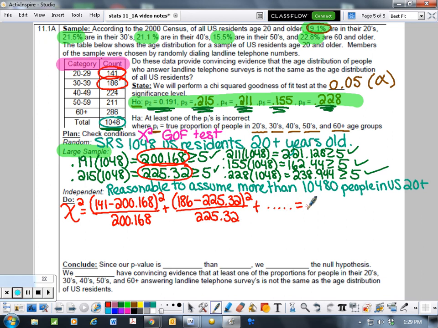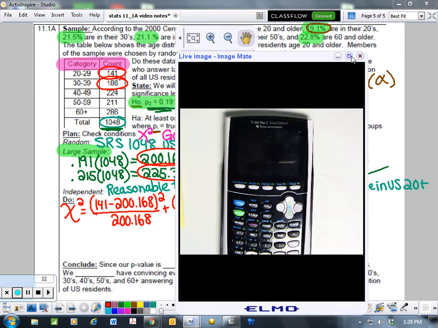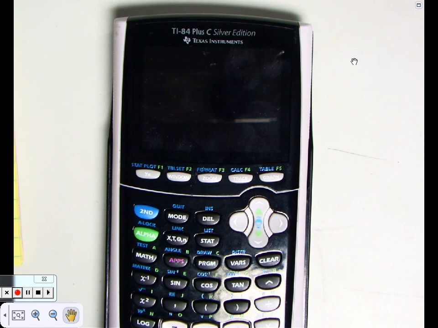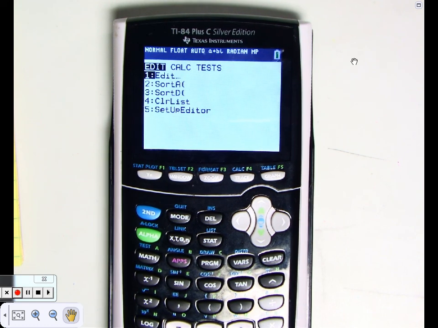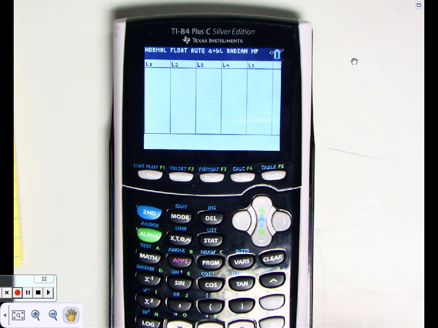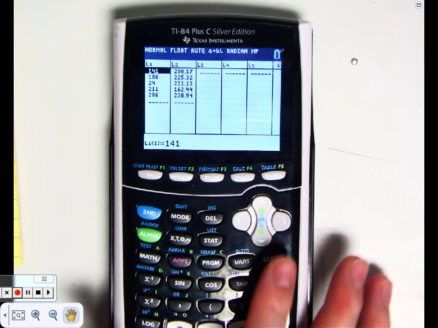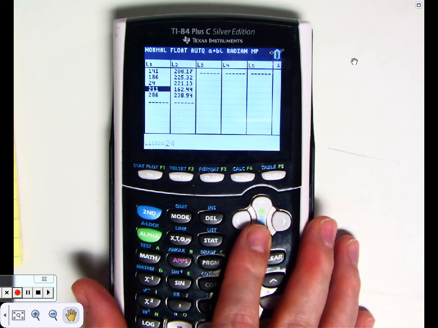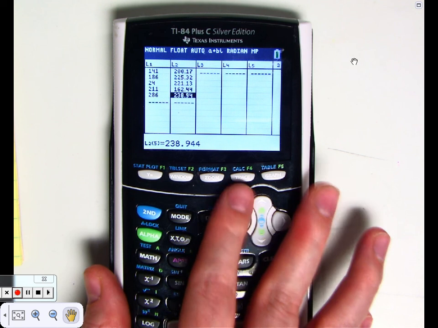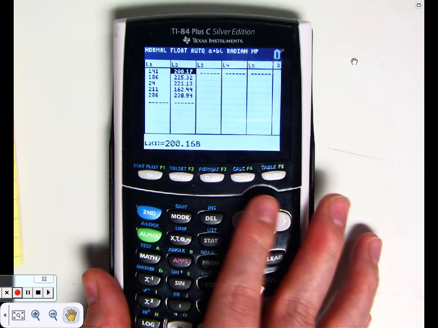So now the question is how do I do this on my calculator so I can figure it out? So let me run over to my calculator. So what I have here is my calculator. I went to my stat. I'm going to edit my lists. And in my first list, I have those observed values. In my second list, I have all of those expected values.